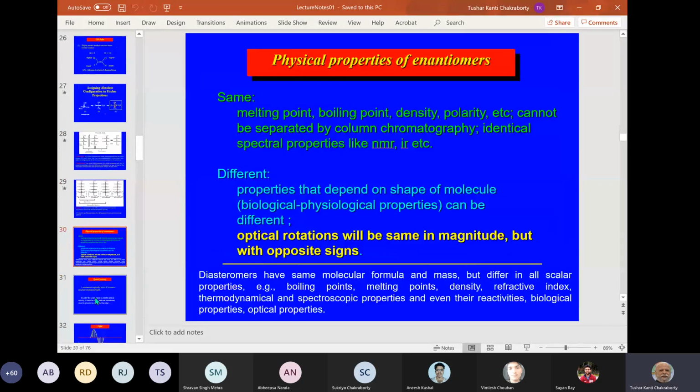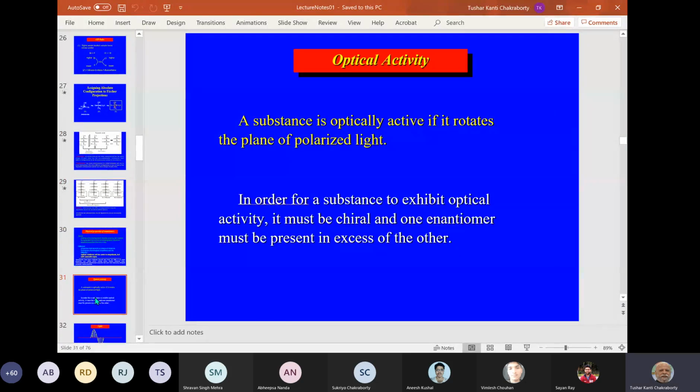All right. So in the next class, we'll talk about optical activity, one of the most important properties of chiral compounds, and we'll go from there.